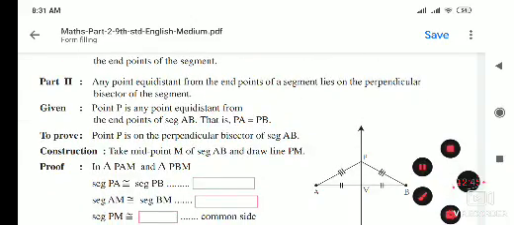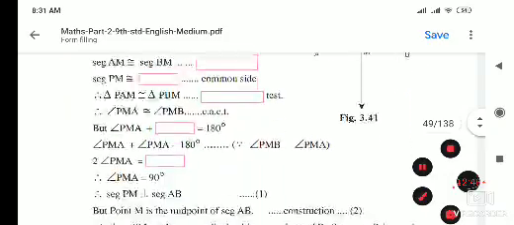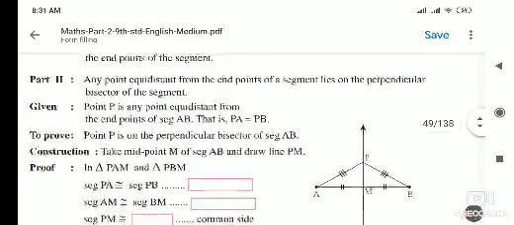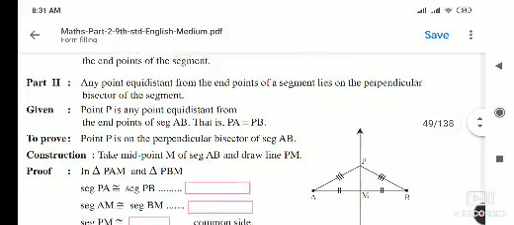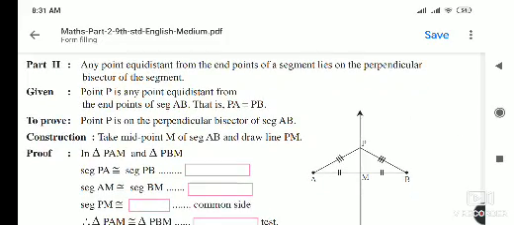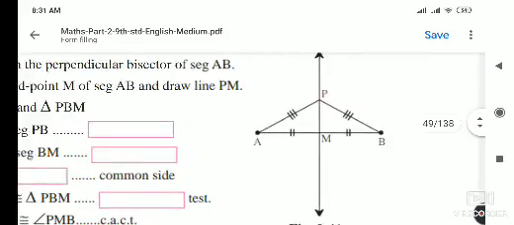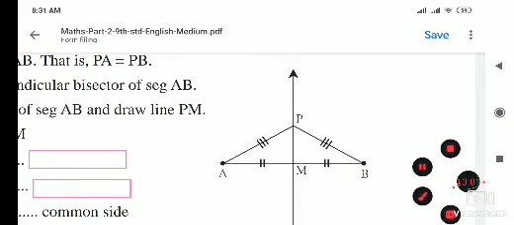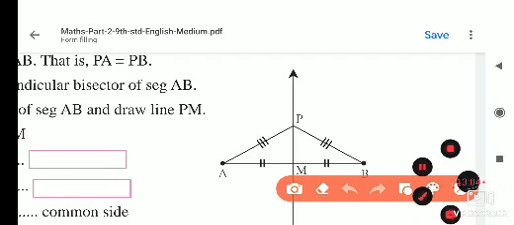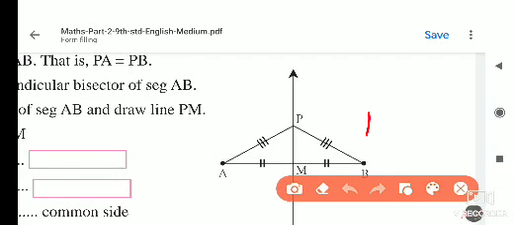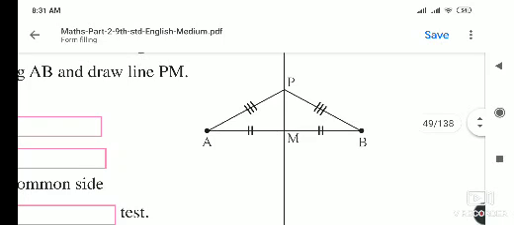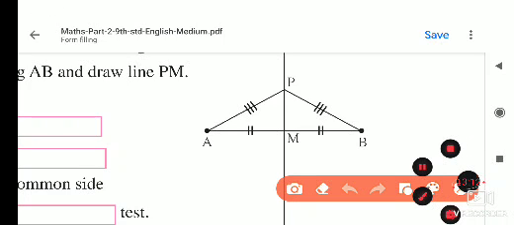Now we will see the activity. Here, any point which is equidistant from the endpoints of a segment lies on the perpendicular bisector of the segment. So it is the converse of the above theorem. The above theorem says that a point which lies on the perpendicular bisector of the segment is equidistant from the endpoints, and its converse, that we have to prove, is that a point equidistant from the endpoints lies on the perpendicular bisector.